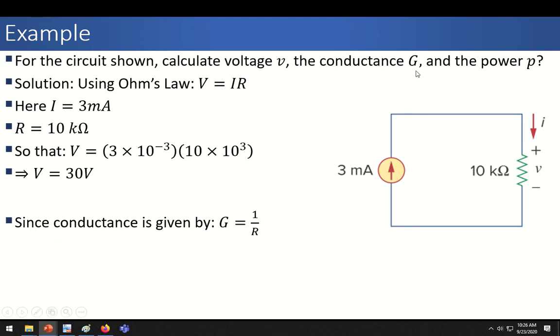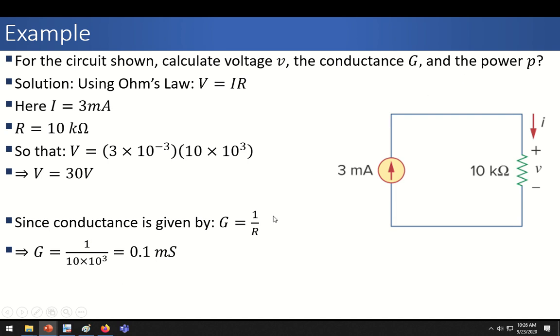Next we want to find the conductance G. We know that conductance is given by G is equal to 1 upon R. We have the value of resistance, R is equal to 10 kilo, so G will be equal to 1 upon 10 K. So we can easily find that this is 0.1 millisiemens.